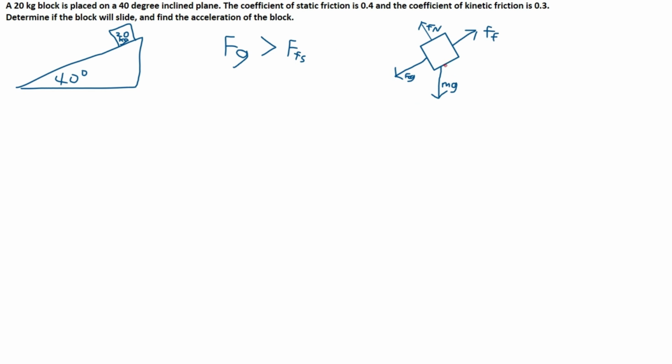Now, if we extend the normal force, or project it to this side, we can set up a triangle to calculate the normal force, knowing that this angle is 40 degrees. So this means that the normal force is just equal to mg cosine of 40. And then the force of gravity along the slope is perpendicular to the normal force, so it is just equal to mg sine of 40, because sine is perpendicular to cosine.